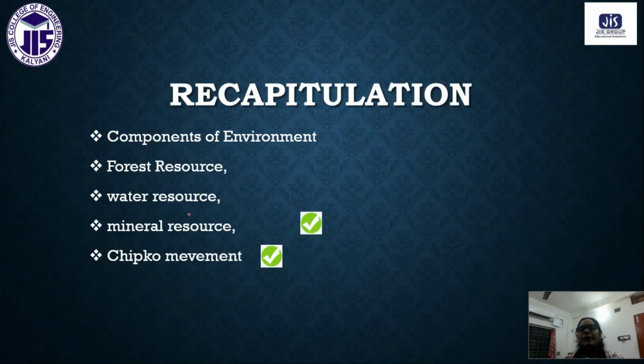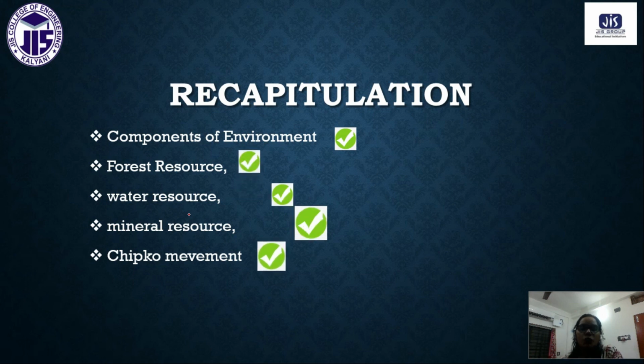So this is a recapitulation of whatever we have discussed today: the components of environment, the classification of resources, and the classification of natural resources. Next, we have discussed the forest resource, the water resource, the mineral resource, and the Chipko movement.